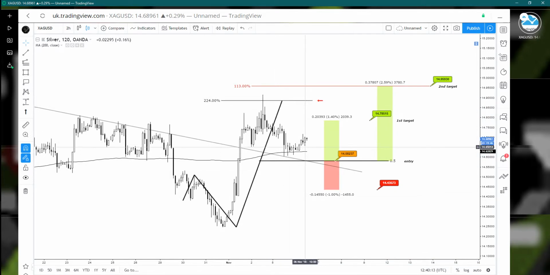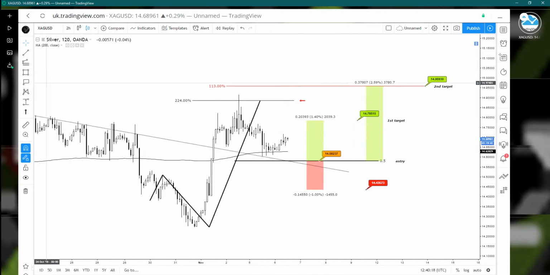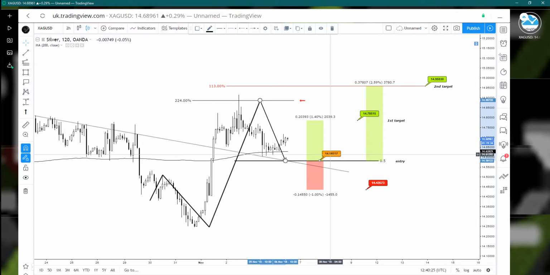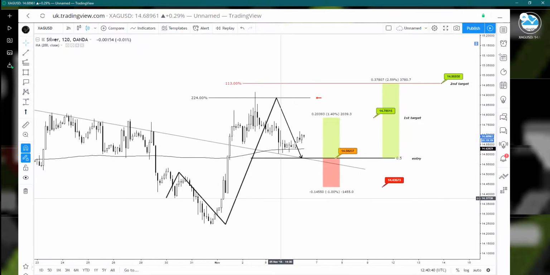And because I want to get focused on the pattern that we are approaching or close to, the 5-0 pattern at 50% retracement, 1458 is my entry level. I will use 1% versus 140% for my risk reward. And well, it's just one attempt to try to go long with silver from these lows.